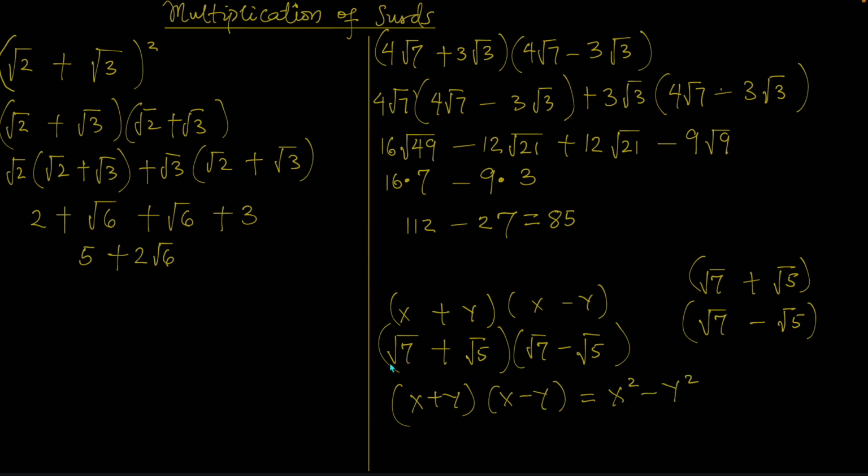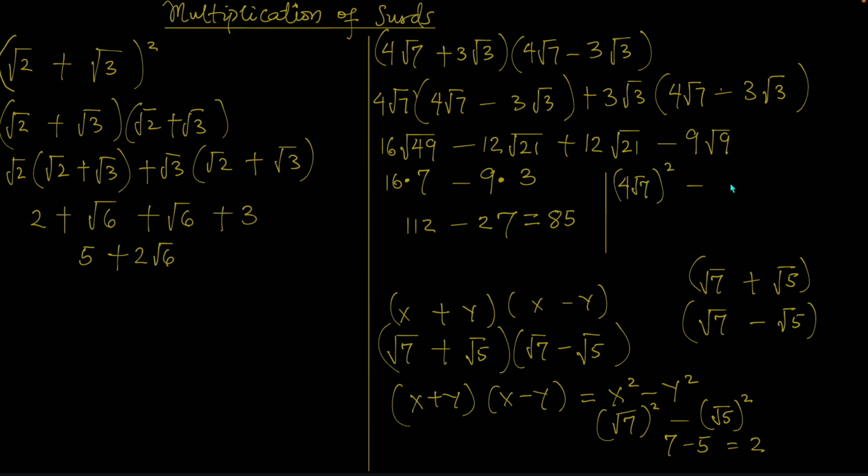So which means that the root of 7 plus the root of 5 multiplied by the root of 7 minus the root of 5 can be written as the root of 7 all squared minus the root of 5 all squared. The root of 7 squared is 7. The root of 5 squared is 5. This equals 2.